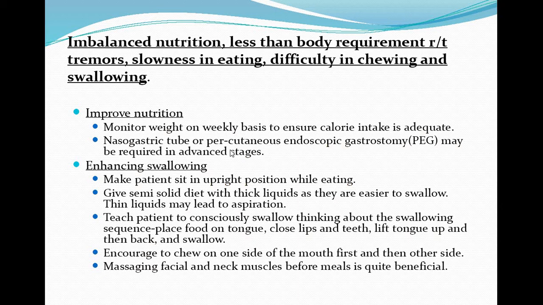Then nasogastric tube or percutaneous endoscopic gastrostomy may be required in advanced stages. If the person is not able to take the food by himself, swallowing is affected or chewing is affected, then we can always go for the nasogastric tube insertion, and in some cases percutaneous endoscopic gastrostomy may be required, right? And how can we enhance the swallowing process? Make the patient sit in upright position while eating, because this is a very comfortable position to eat the food. Instead, if the person is lying in the bed and eating, it is very uncomfortable.